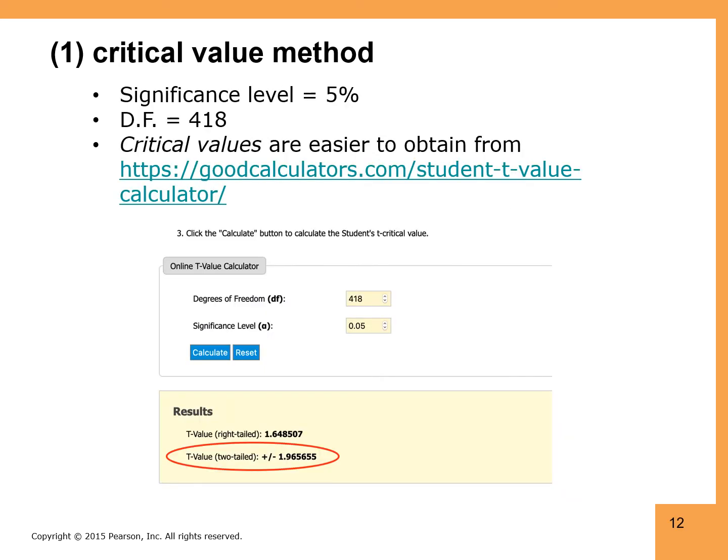There is a website that I have linked here that also calculates the critical value for you if you put in the degrees of freedom and the significance level. Once you put in degrees of freedom of 418 and significance level of 0.05, this website spits out the critical value depending on whether it's a one-sided test or a two-tailed test.